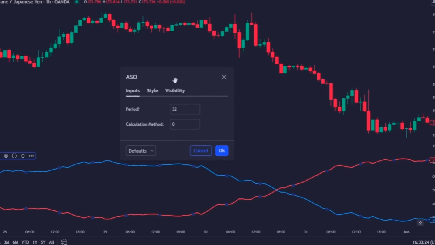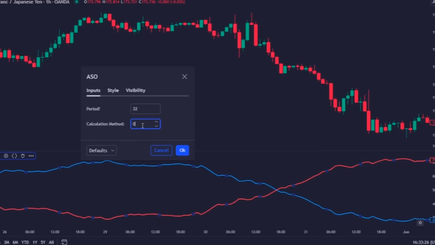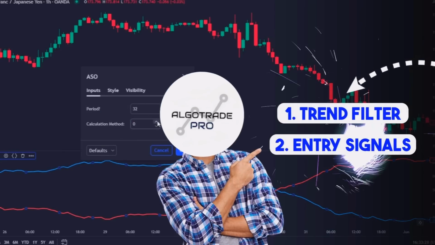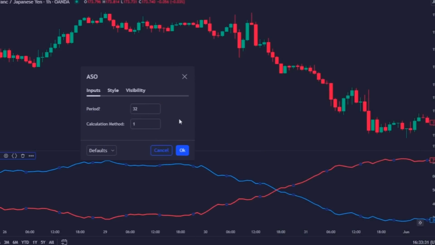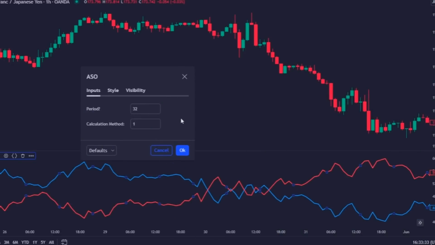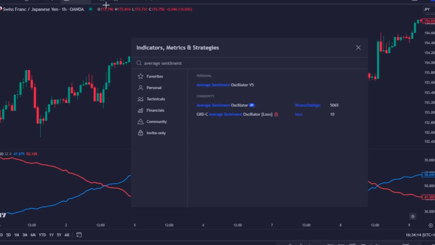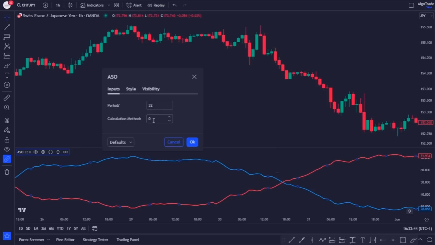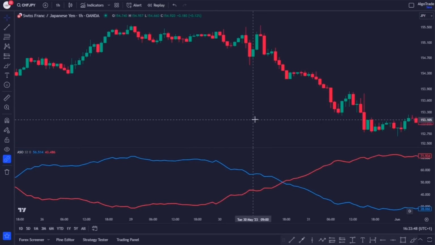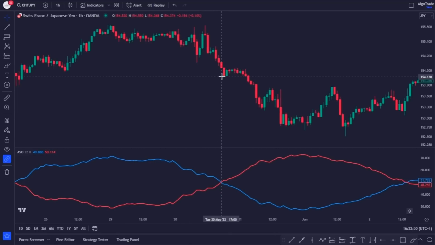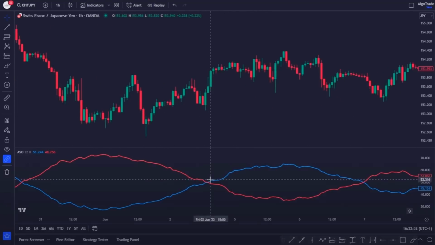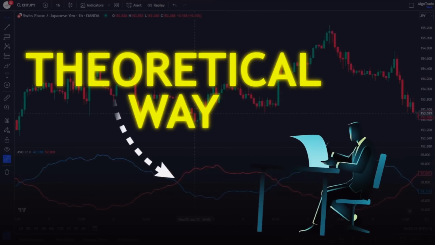Regarding the calculation method, you have the 0 option, which uses the two different algorithms I told you about, and then you also have the option 1, which uses just the first algorithm, and then the option 2, which uses just the second system. To know more about these options, you can search for the indicator and then click here. And so I will leave the option 0 here. As you can see, in this way we can clear some fake signals and make the indicator more accurate. But, of course, this is in a theoretical way.